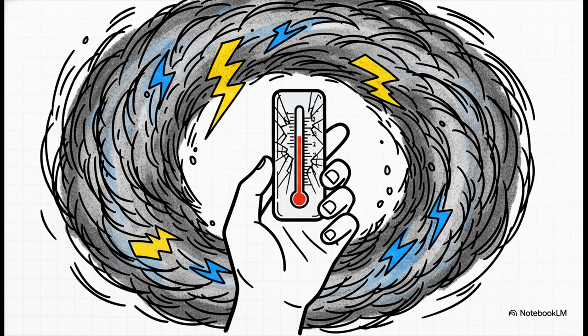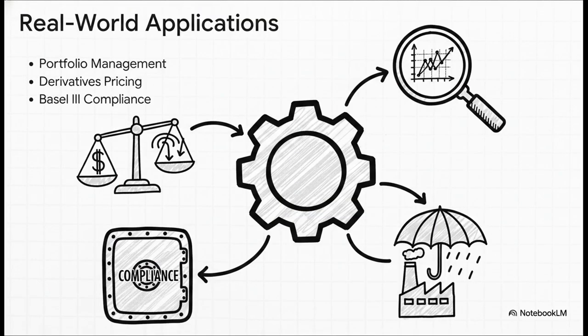They were essentially using a static thermometer to measure a rapidly evolving hurricane. And because they failed to anticipate that extreme clustering of losses, the entire system broke down. In fact, a lot of our modern regulatory frameworks exist today precisely because those static risk measures proved so incredibly, dangerously inadequate. But beyond just avoiding total catastrophe, dynamic volatility modeling is literally the bedrock of modern finance.